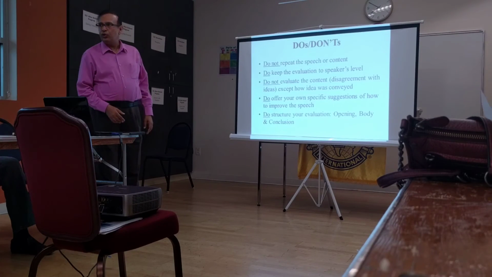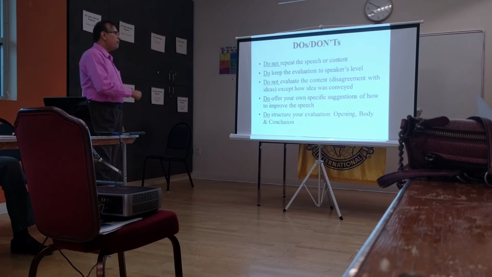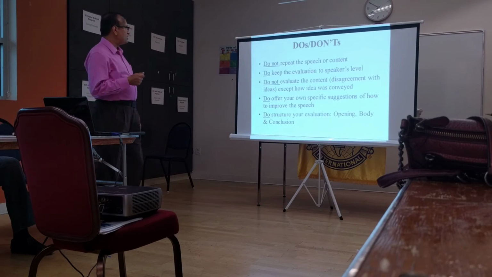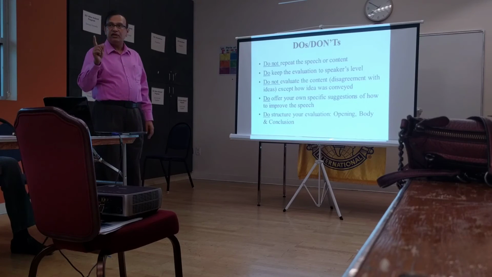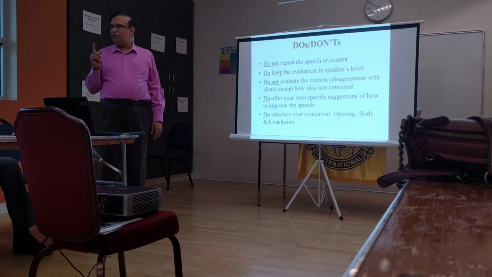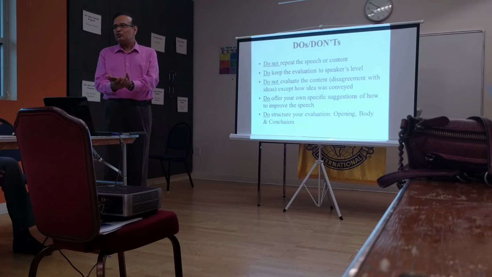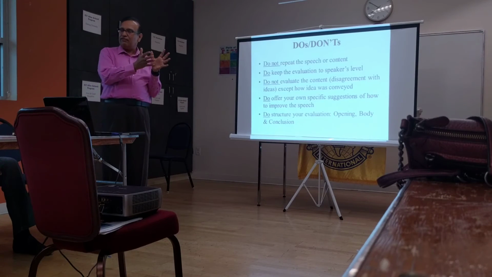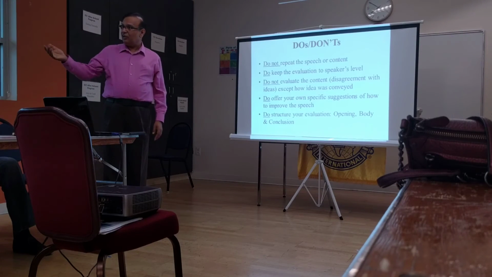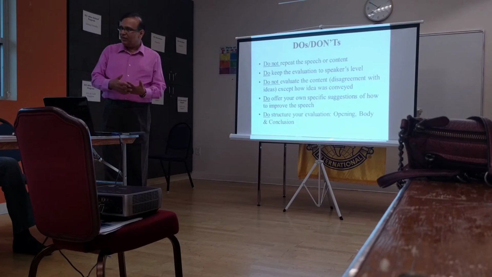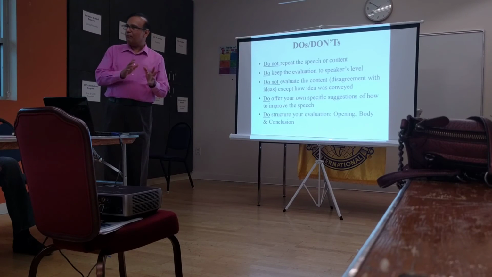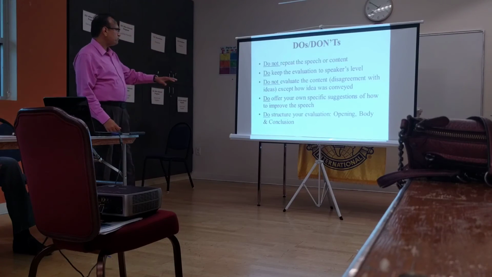What are quickly the do's and don'ts? We are running out of time. Do not repeat the speech or content. I've seen many times this is done. Do keep the evaluation to the speaker's level. If somebody's giving speech number 1 or 2, don't give them an evaluation for number 9 and 10. Or you didn't have so much vocal variety. Or this is not useful for the speaker. Be at that level. And if somebody's at 9 and 10 and you're saying, oh, by the way, you were nervous. Well, that may be okay, but see the right level.